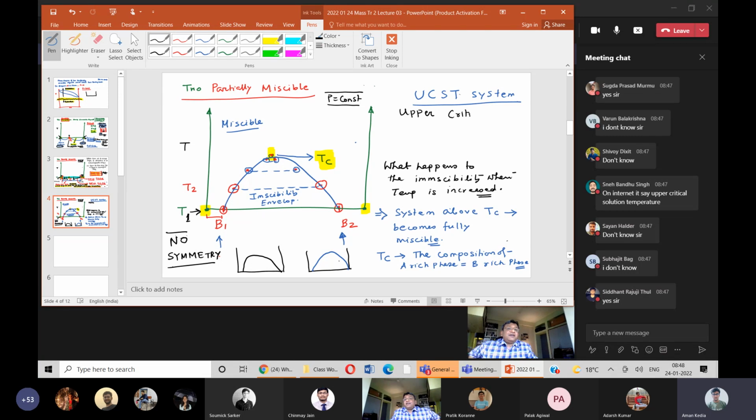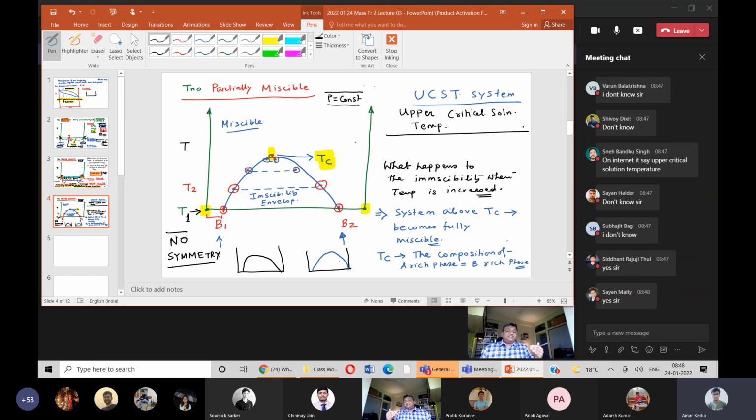Upper critical solution temperature. And I think the name is self-explanatory to the class now, right? So you have a critical temperature above which the system becomes fully miscible. Below that critical temperature, the system becomes partially miscible. Lower is the temperature, the immiscibility envelope increases. Clear? Is it clear to everyone?